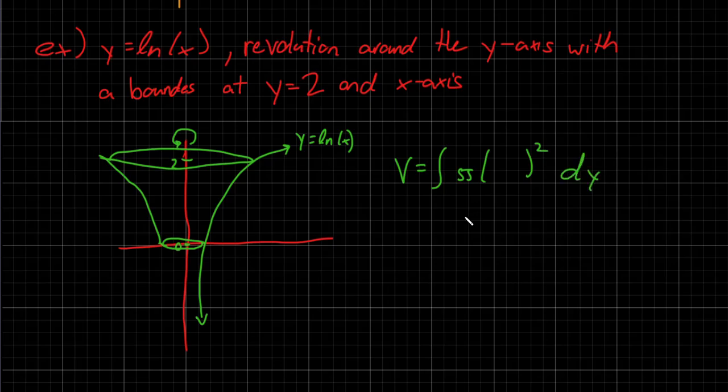What's my bounds? Yep, and what is my function? Ooh, close. We want it in terms of y. So I have y. How do I get that in terms of y? Yes. X equals e to the y. So I'm just changing it into an exponential. So I have e to the y up top.